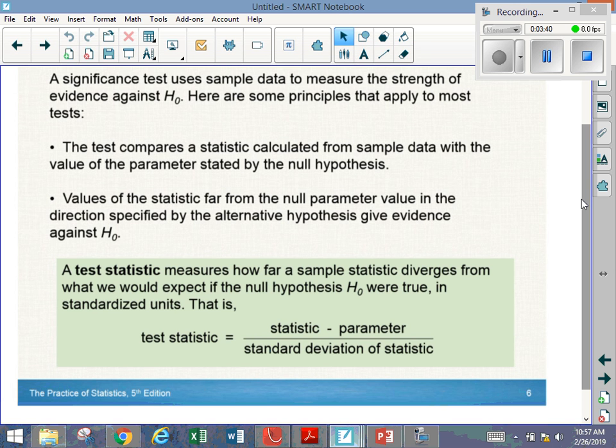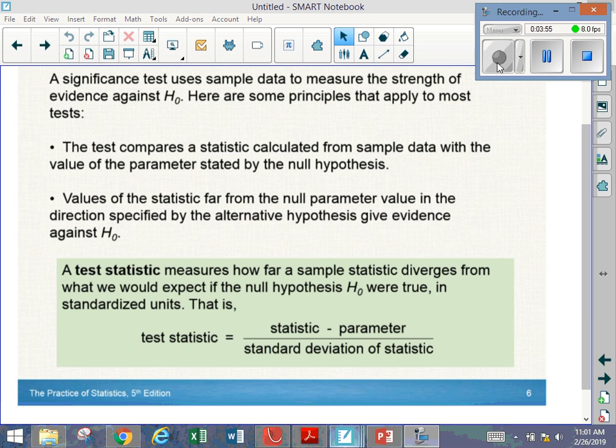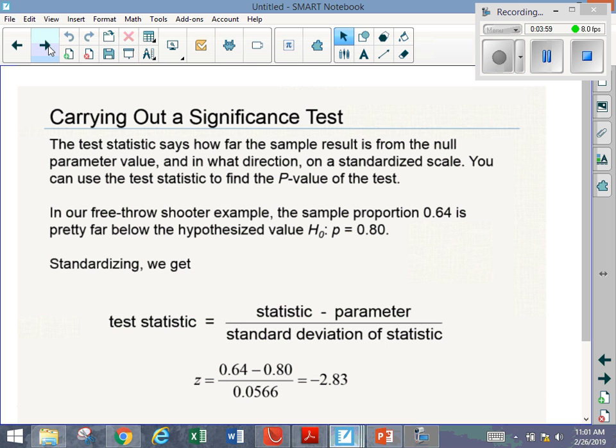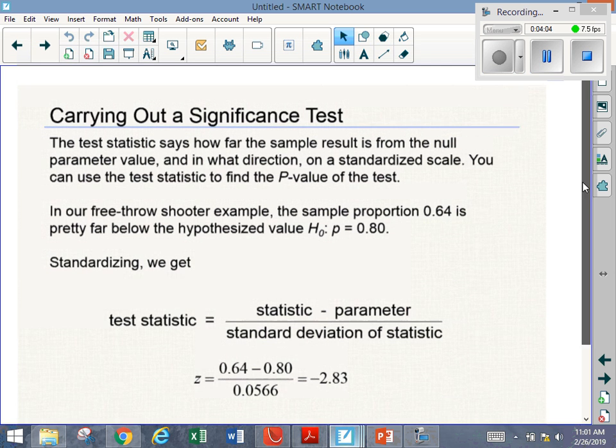We're always going to get our test statistic by doing our statistic minus our parameter, and we're going to divide by the standard deviation of the statistic. So that's how we acquire our test statistic. Probably would have been cool to put that same in the video. Oh, we're seniors. They're growing. All right, so we're going to carry this thing out.